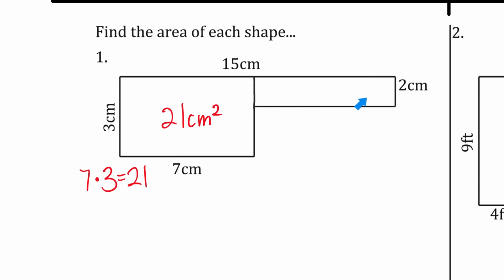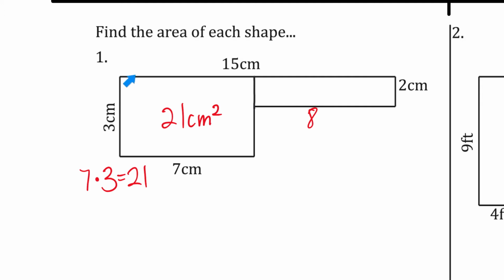Now for this rectangle, do I know its length and width right now? No, I know the width is 2, but I don't know the length. How do you think we're going to find the length of this rectangle? Good. I know up here the whole thing is 15, right? And from here to here is 7. So how far does that leave for it to be from here to here? 8. Close. It's got to be 8.